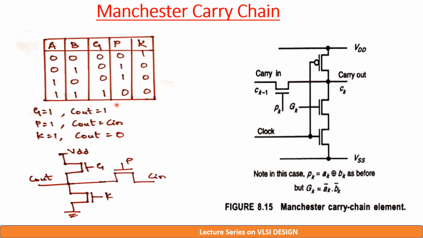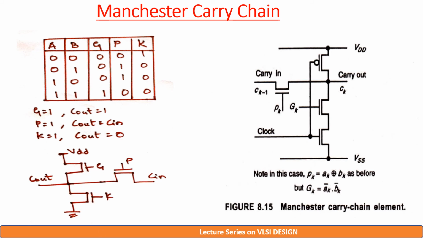So based on these, we can implement a circuit for Manchester carry chain. If G is 1, Cout is 1. So Cout will be 1 only if we turn on the pull-up device. So G will be placed in the pull-up section. Cout will be 0 if kill is 1. So G is placed at pull-up and K is placed at pull-down.